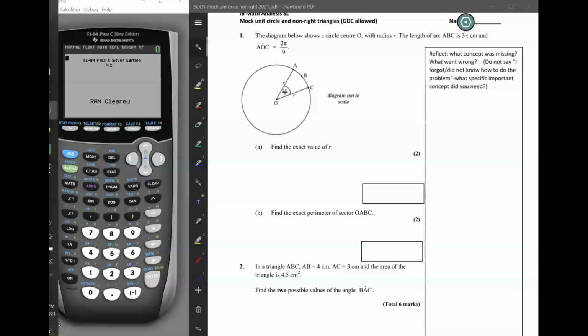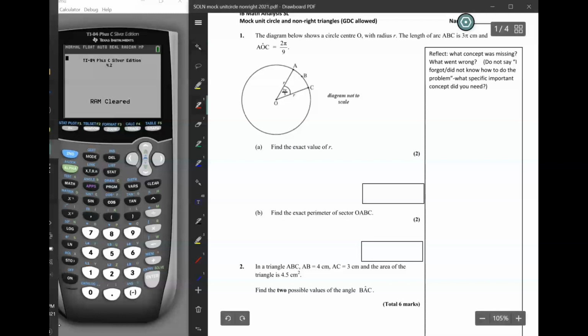This is the solution for the mock exam for unit circle and non-right triangles. Number 1, the diagram below shows a circle, center O, with radius r. The length of arc ABC is 3 pi centimeters and angle AOC equals 2 pi over 9. Find the exact value of r.